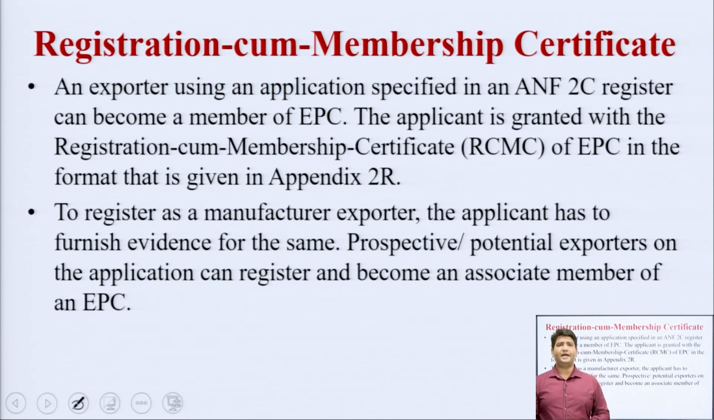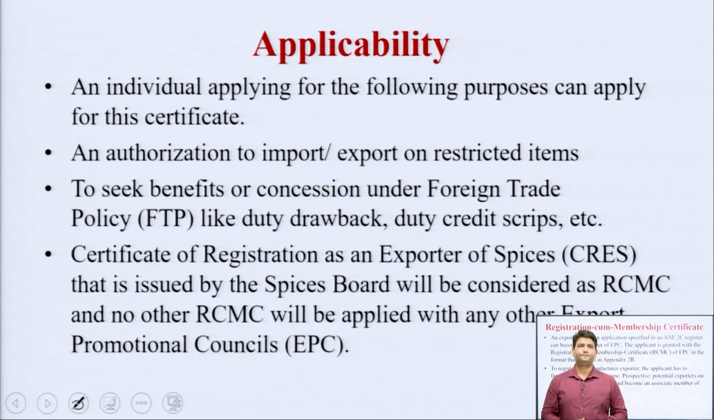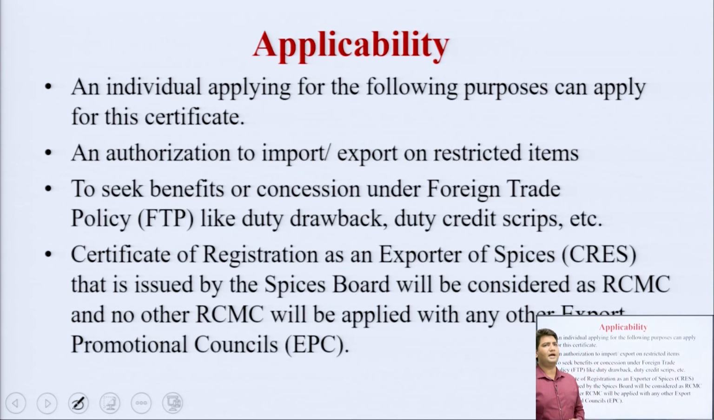An exporter using an application specified in an ANF2C register can become a member of EPC. ये EPC का मेंबर भी बन सकते हैं. The applicant is granted with the registration cum membership certificate of EPC in the format that is given in Appendix 2A. To register as a manufacturer exporter, the applicant has to furnish evidence for the same. Prospective potential exporters on the application can register and become an associate member of the EPC.